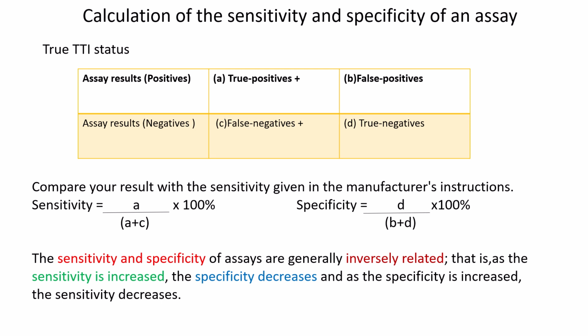The sensitivity and the specificity of the assay are generally inversely related. That means if the sensitivity is increased, the specificity will decrease, and vice versa.